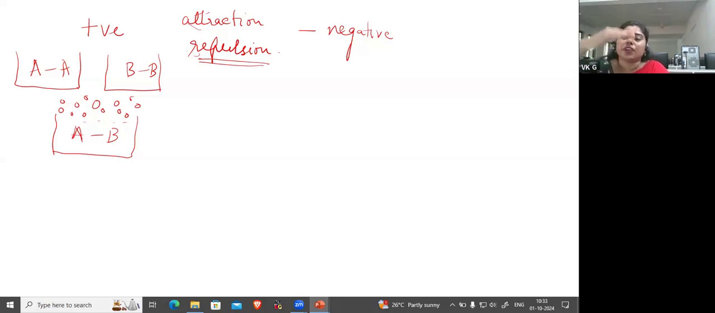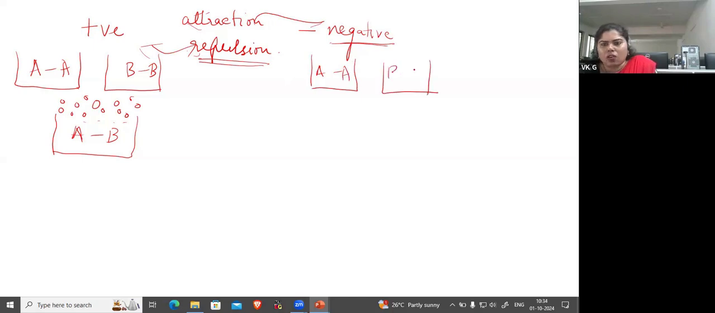That's where they show which deviation? Positive deviation. So what has happened in the case of positive deviation? It is repulsion. But in the case of attraction, it will be negative deviation. How to say? Before mixing, that is AA and BB, of course there are forces, but when mixed there will be A and B.